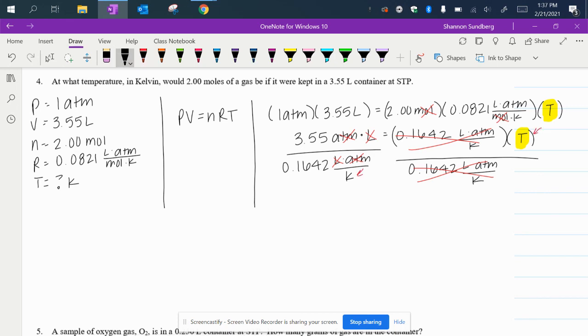And when you take 3.55 divided by 0.1642, you're going to get 21.62 Kelvin, and that's equal to T.